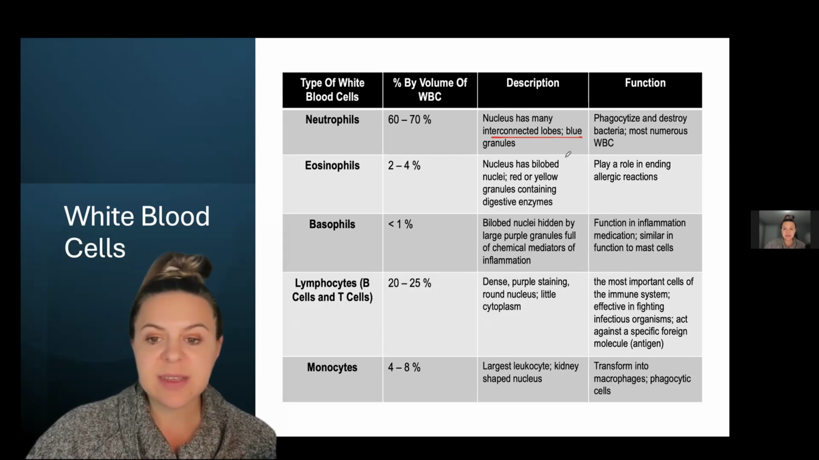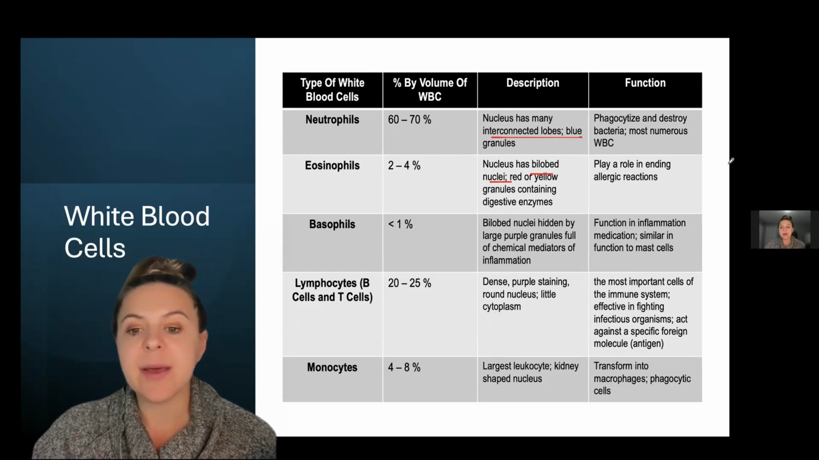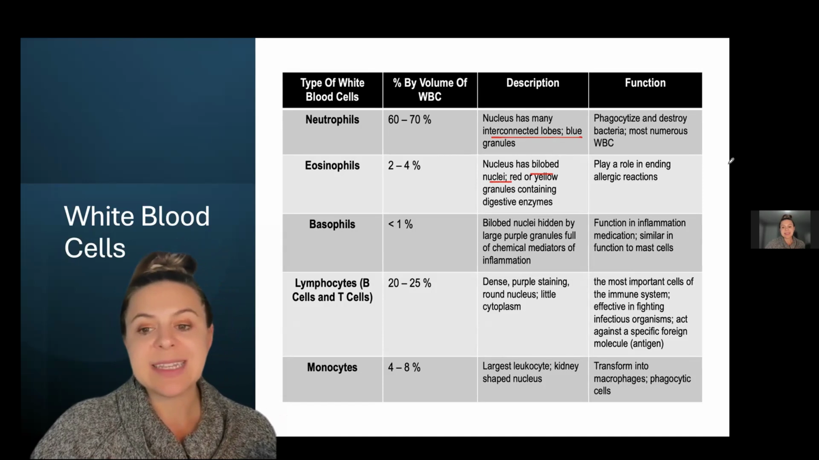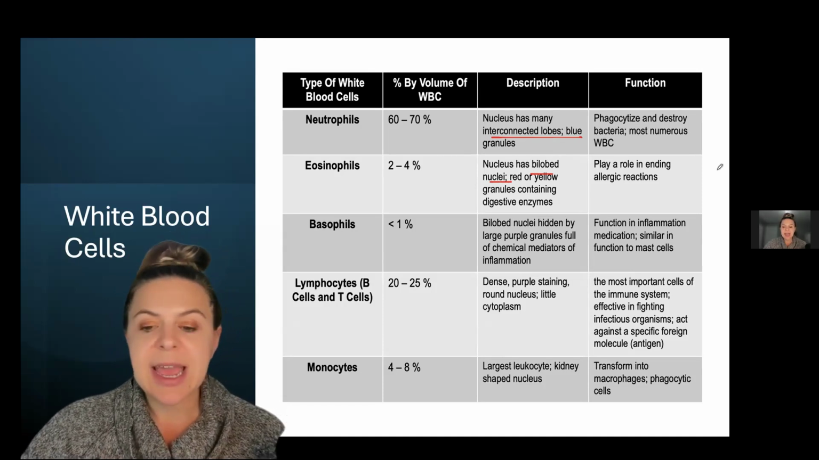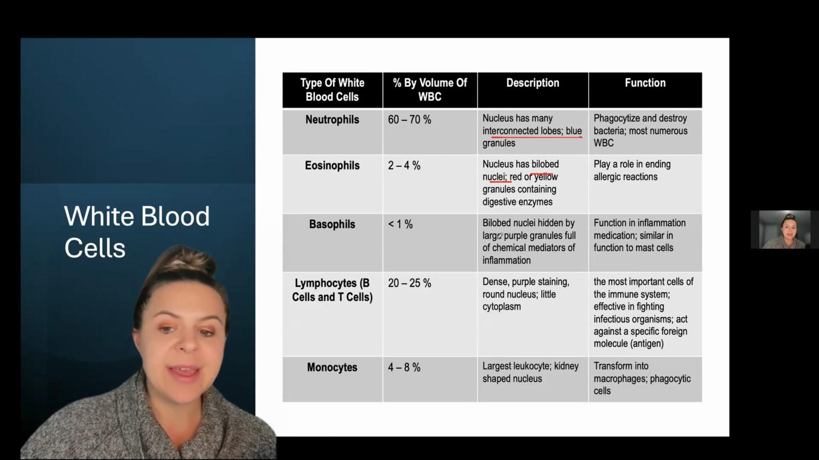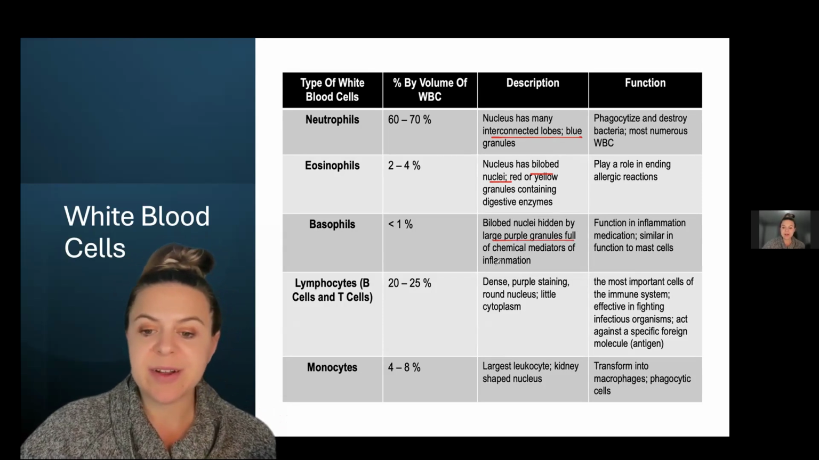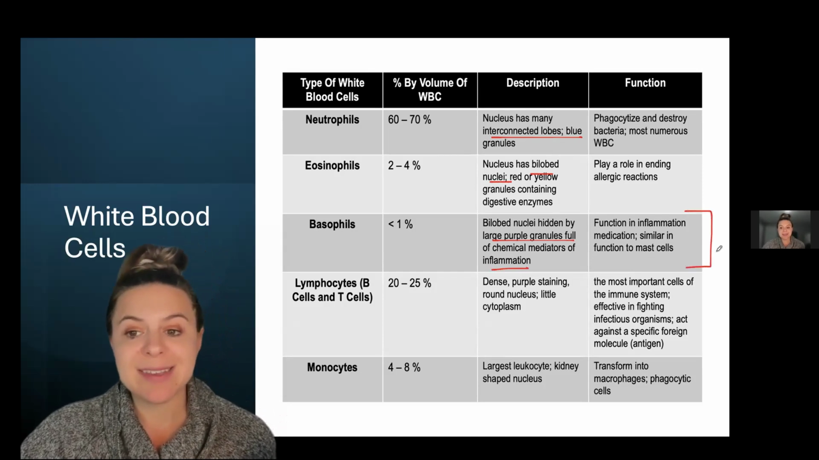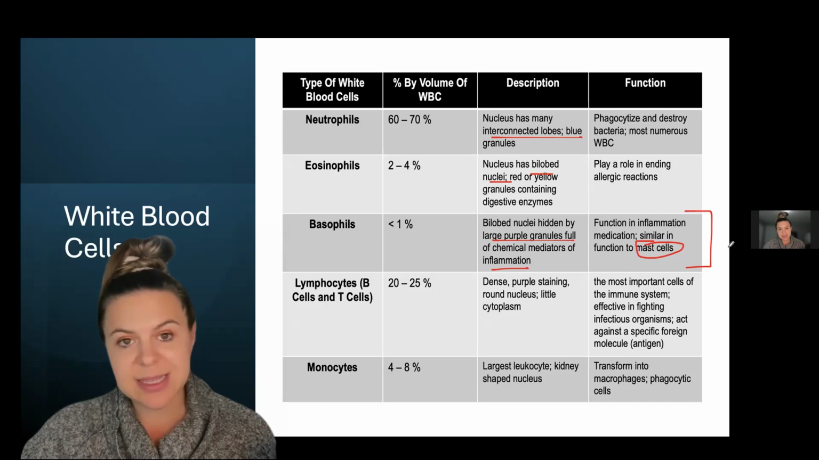Our eosinophils have a bilobed nuclei. They also have red or yellow granules that have digestive enzymes, and they help with ending allergic reactions. And then our basophils have bilobed nuclei that are hidden, though, by large purple granules that are inflammatory in nature. They kind of have a similar function to mast cells, so they can degranulate and cause an inflammatory process.